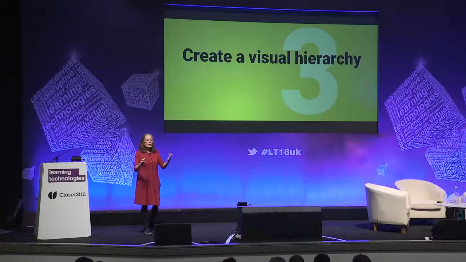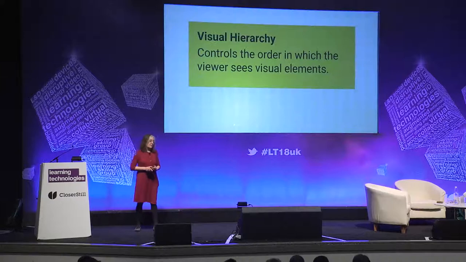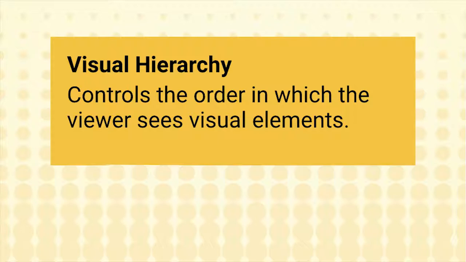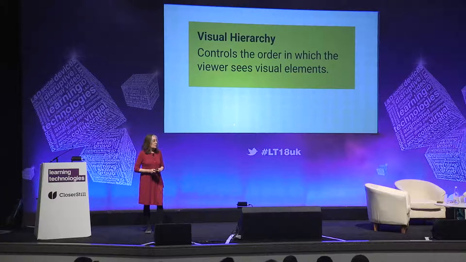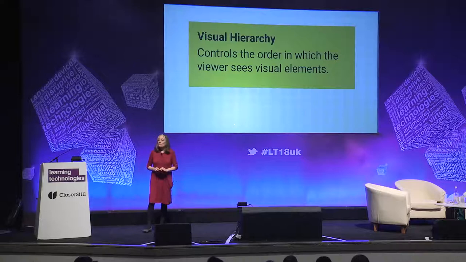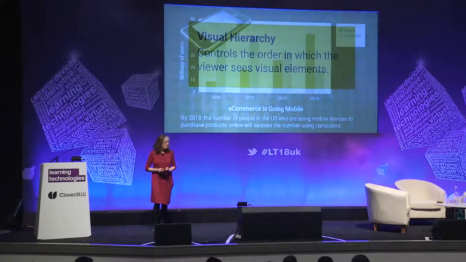So creating a visual hierarchy means the visual hierarchy controls the order in which the viewer sees all of the elements in your design. So you can actually control where people's eyes move. And that's really an amazing power, an amazing opportunity to improve your explanations or whatever your interactions.